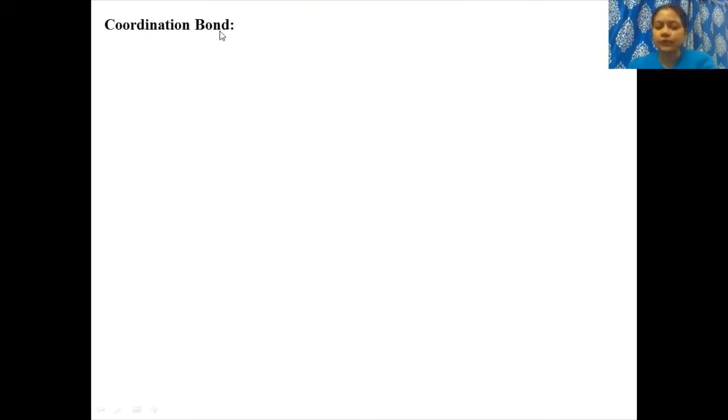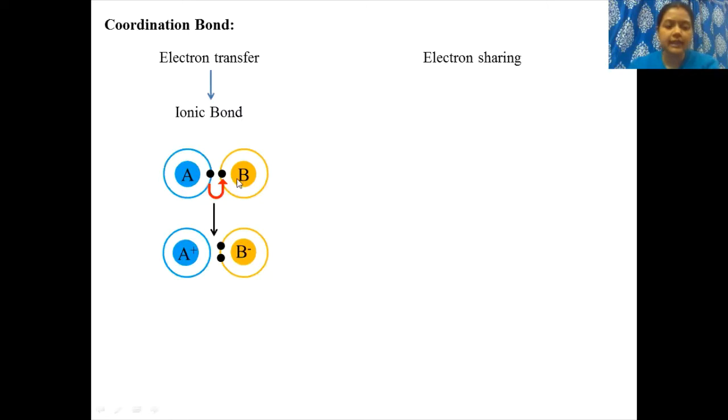Then coordination bond. There are two possibilities for bond formation. One is electron transfer, another is electron sharing. The ionic bond is generally formed via the electron transfer process. Here A and B are elements. A donates its electron to B completely and becomes A positive. B, after accepting the electron, becomes B negative, and by electrostatic interaction they form an ionic bond.